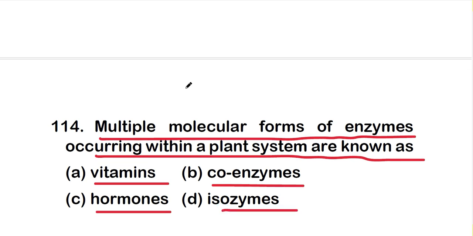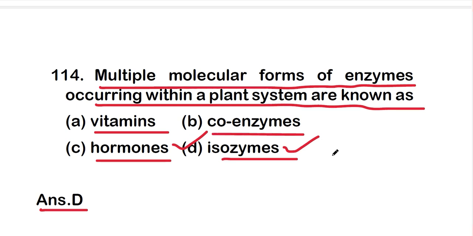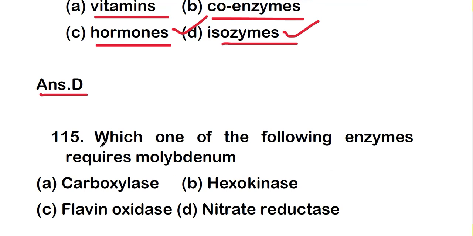And the right answer is option D, that is isozymes. So multiple molecular forms of enzymes occurring within a plant system are known as isozymes. So isozymes, which are enzymes, their molecular structures are different but they perform the same reaction. Okay, so let's move on to the next question, that is question number 115.